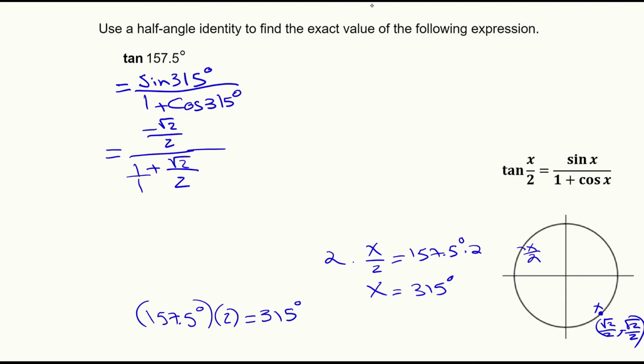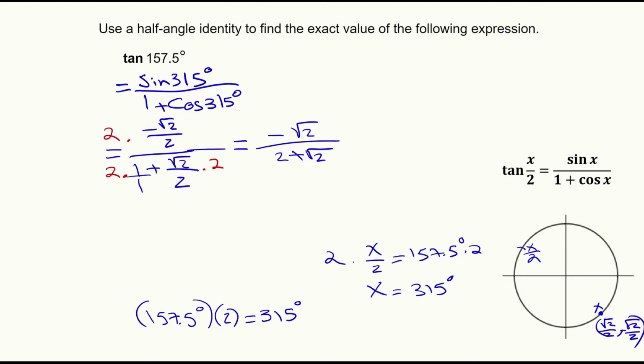Remember, the trick is to clear the fractions, not deal with them. So we're going to multiply the top and the bottom by 2. And on the bottom, we need to distribute. So each of those is going to get hit by 2. So we end up with negative square root of 2 over 2 plus square root of 2.